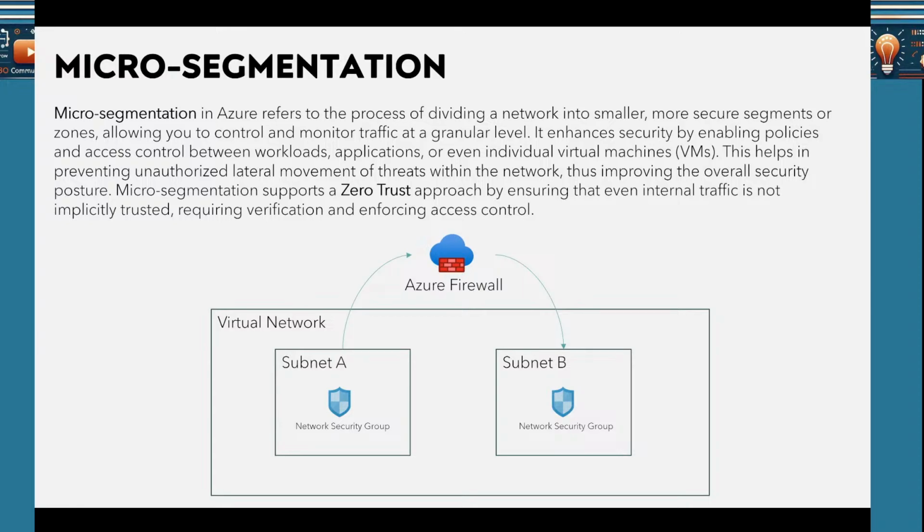But the question is, how do I make this happen? How do I send all the traffic? Because remember, I want to talk from A to B. How do I send the traffic through the firewall? Anyone? Network rules, application... What else? UDRs. UDRs. Let's see if it's correct.